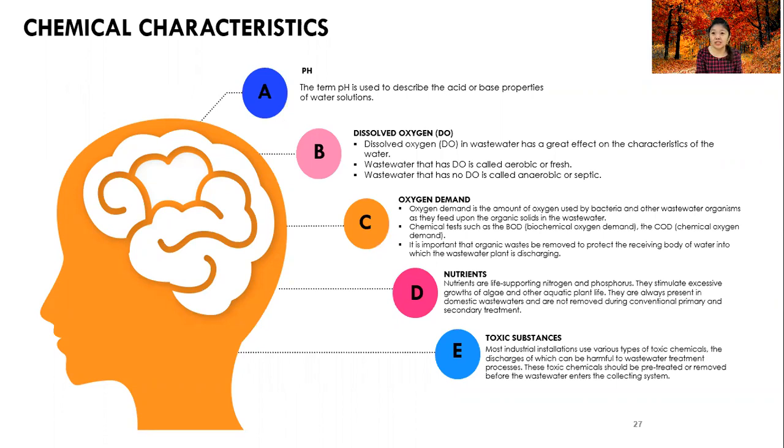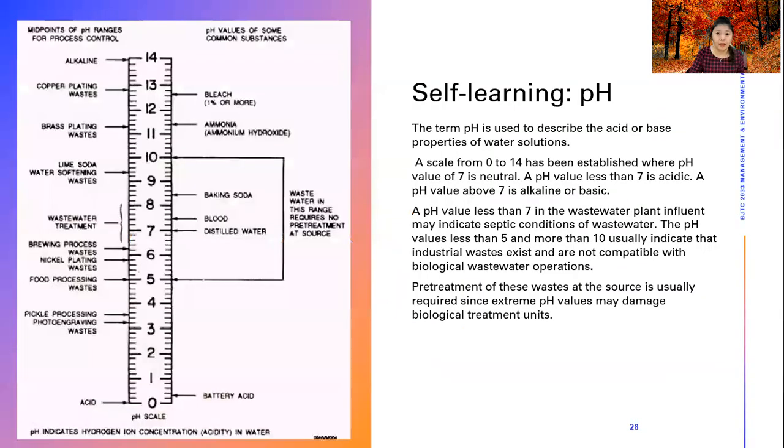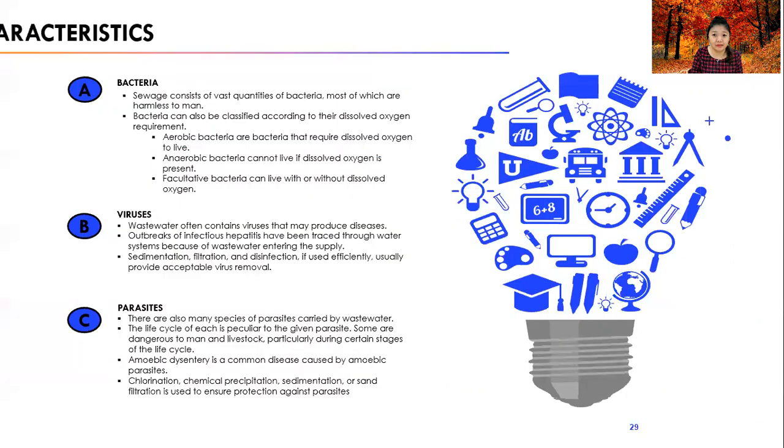Finally is the toxic substance. When I say toxic, you actually know what it is, so I need not give you more explanation. Most industrial installations use various types of toxic chemicals, the discharge of which can be harmful to the wastewater treatment process. Here you can also do your self learning, looking at every grade of it, in this category, for example from the vehicles.